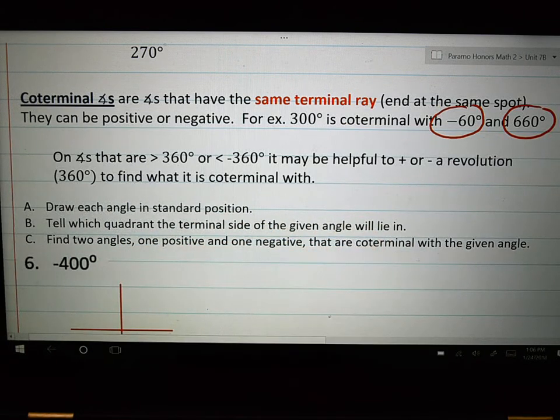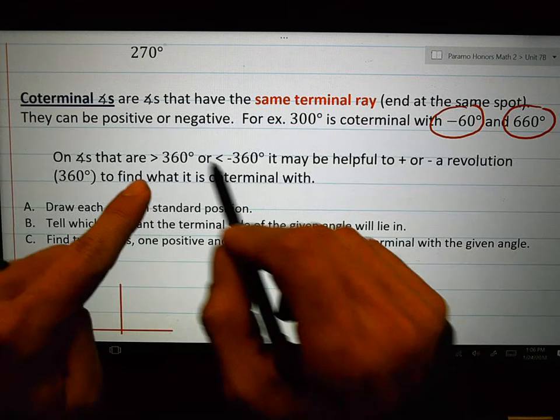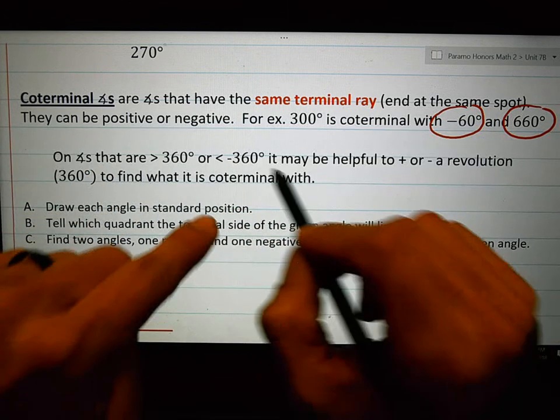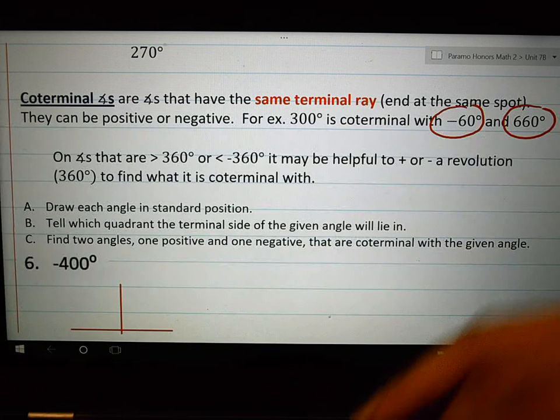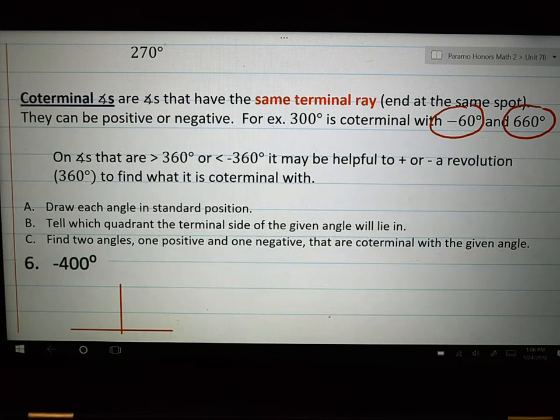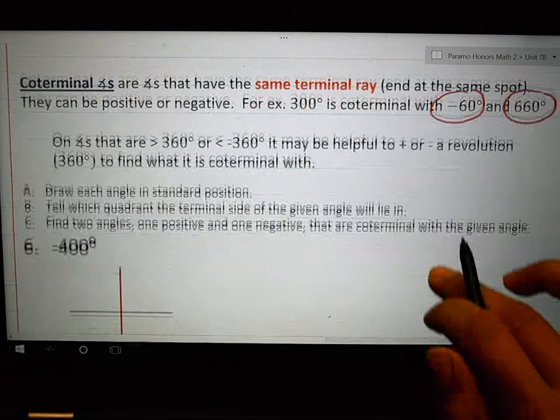Keep that in mind. If I ask you to find some coterminal angles, you sometimes add 360, sometimes you subtract 360. And then if it is greater than 360, you might need to add more than one revolution. You might have to add 2 revolutions to figure it out.